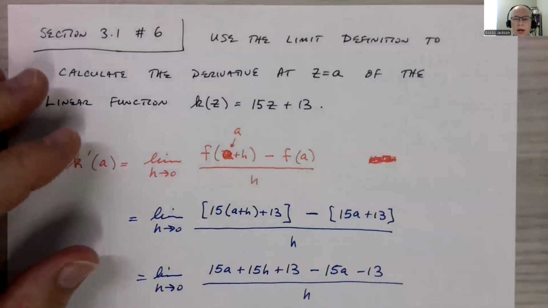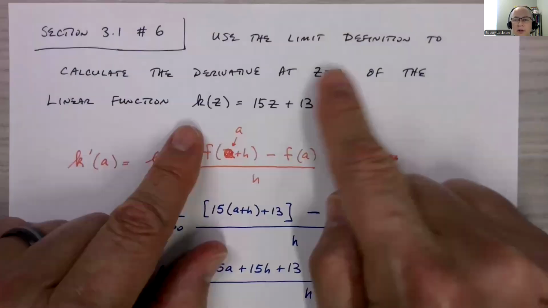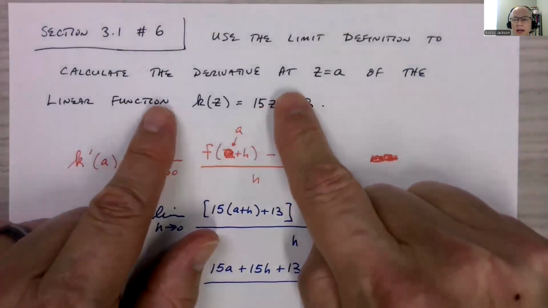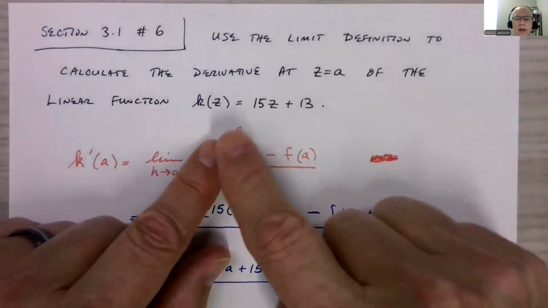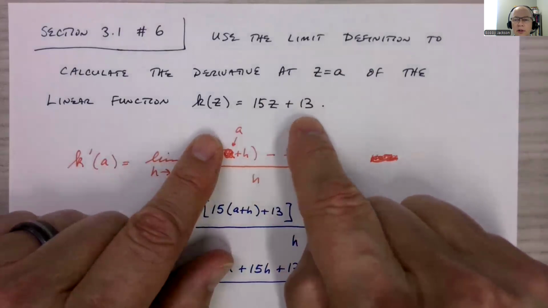Everyone, let's take a look at number 6 in section 3.1. We're going to use the limit definition to calculate the derivative at z equal a of the linear function k of z equals 15z plus 13.